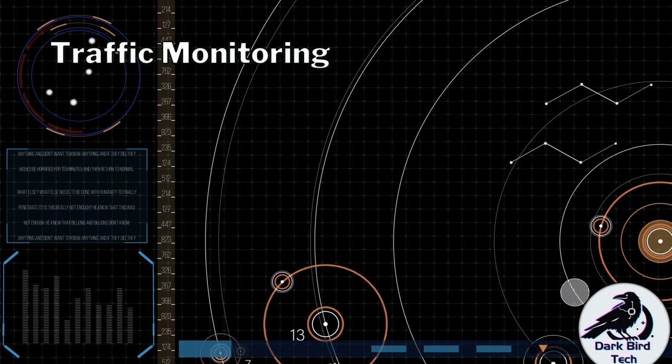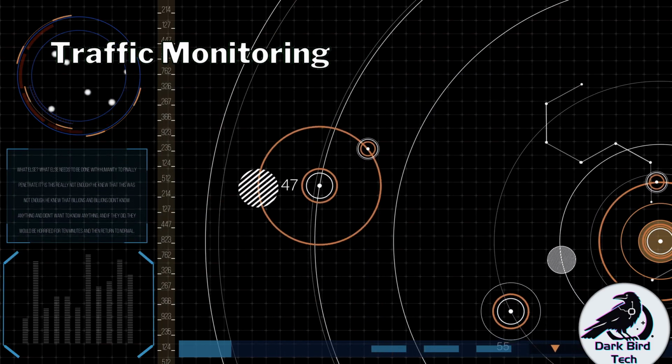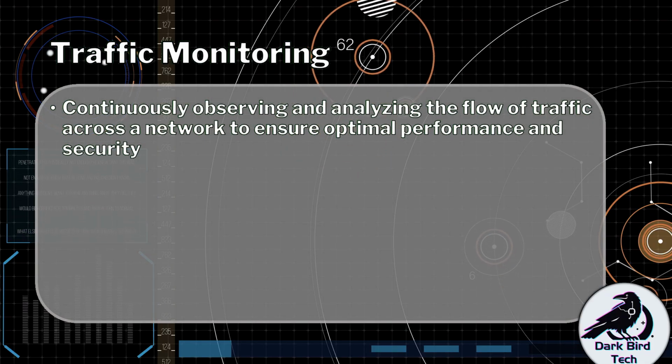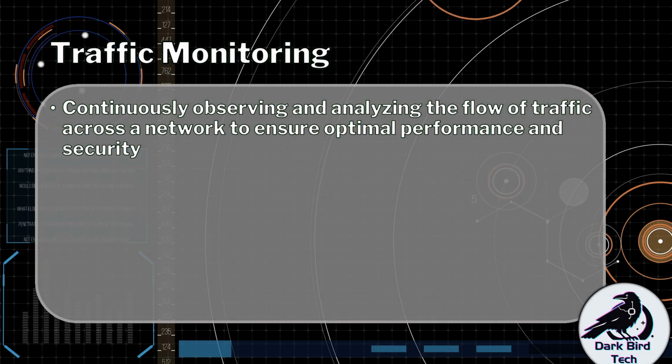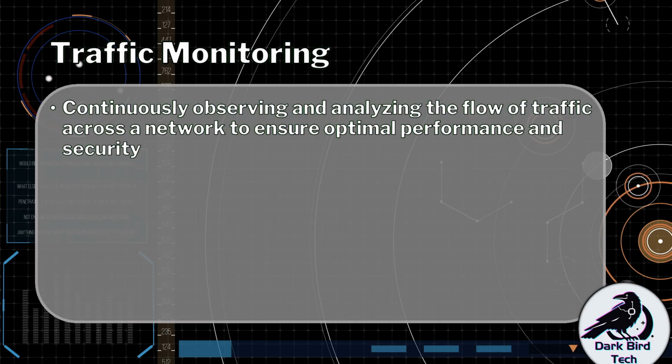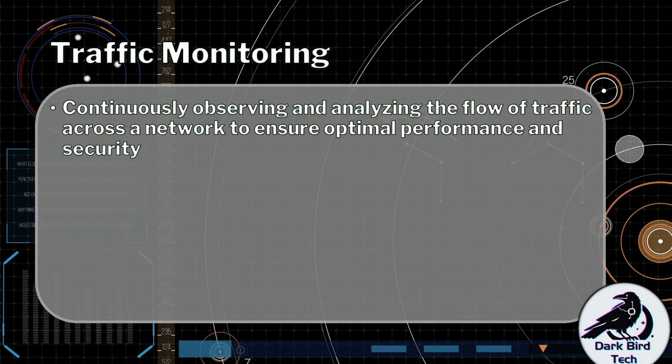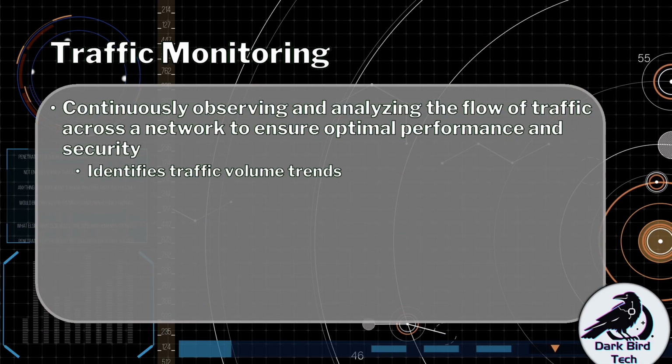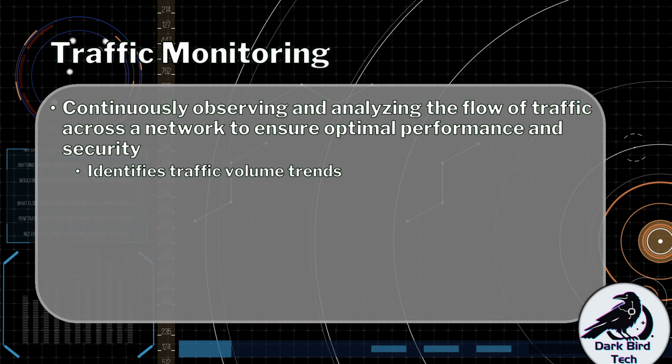Then we got traffic monitoring. Traffic monitoring is where we try to continuously observe and analyze the flow of traffic going across the entire network to ensure optimal performance and security. This will allow us to identify the various traffic trends that we have, like when does our network seem to be busy, when does it seem to be quiet, when do particular protocols seem to be in a higher proportion of utilization, stuff like that.